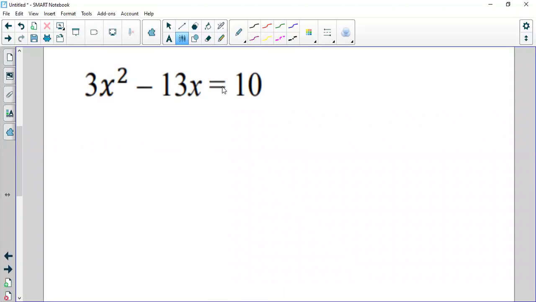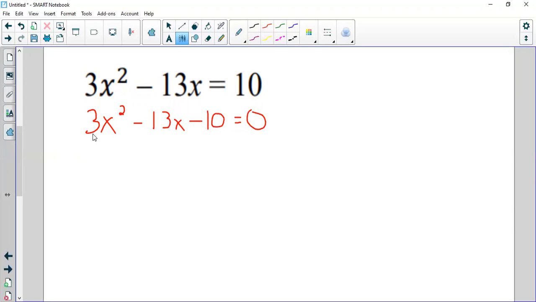3x squared minus 13x equals 10. Doesn't equal 0, so step 1, got to make it equal 0. Got to take this 10, move it over here, subtract 10 from both sides. So now my equation will say 3x squared minus 13x minus 10 equals 0. Make sure you put it in the right order. Make sure you have the x squared term first, and then the x term, and then the constant. Now it equals 0. Now I can factor it.